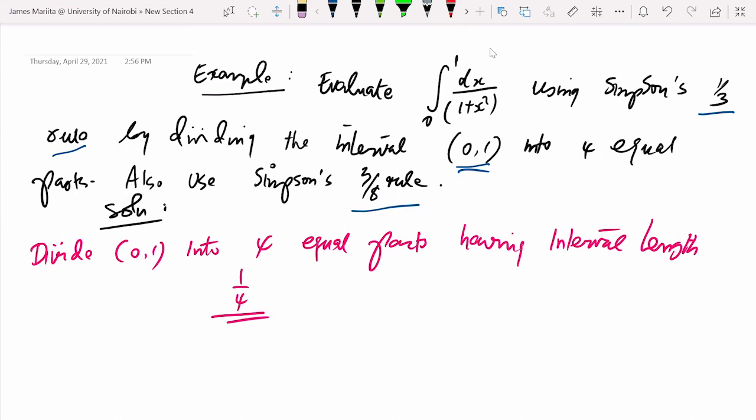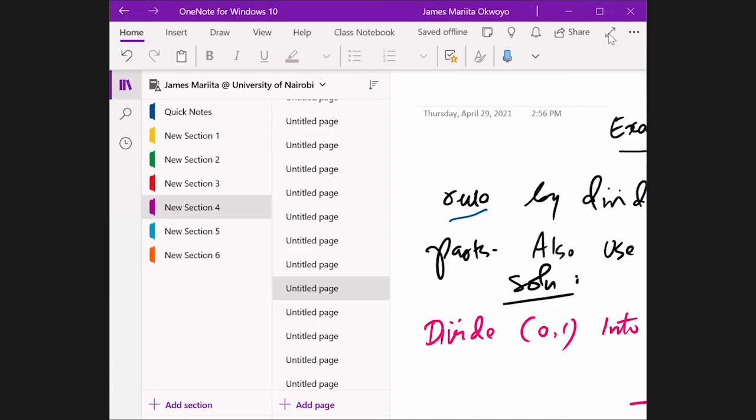Because you can be given a question where you're supposed to compare two formulas. You calculate the error, you know the analytical solution, then you work out the error depending on the formula that you have employed. So it's not always that you'll just be given an open-ended question where you decide which formula to use. In most cases, you will be directed on which formula to apply. Any other questions again?